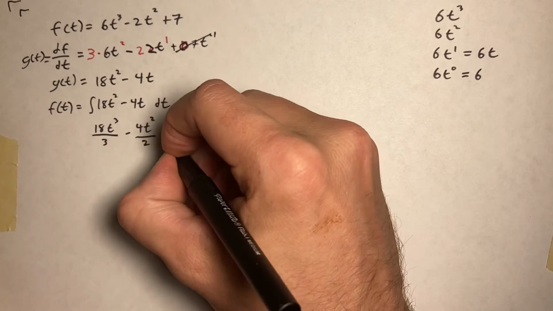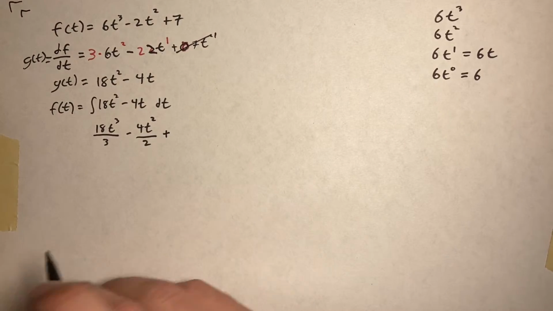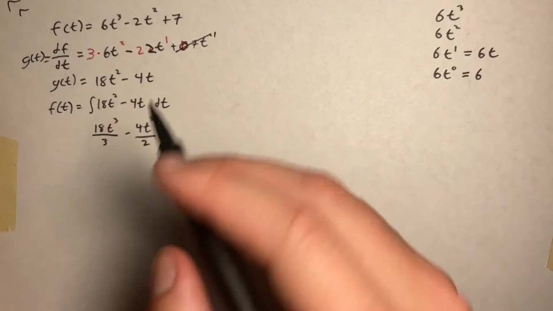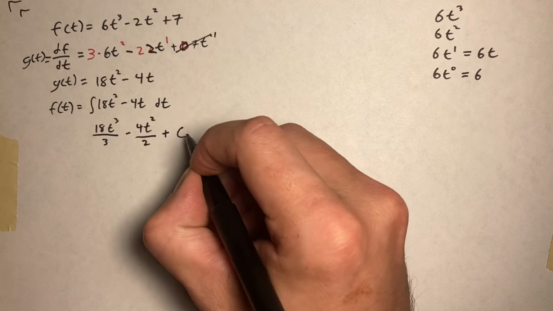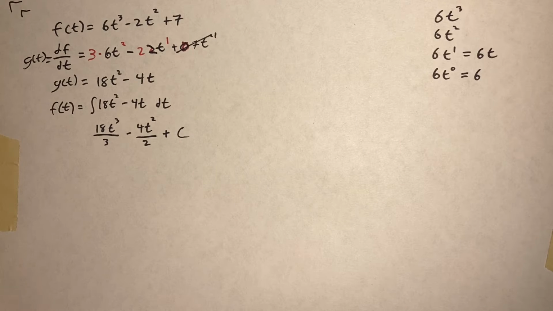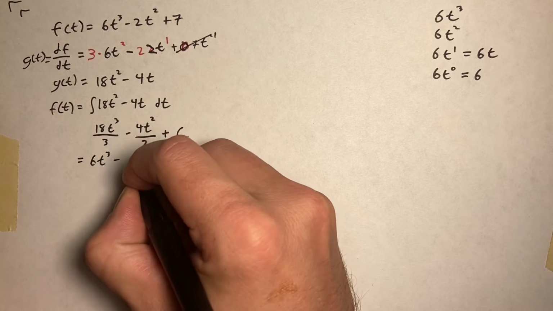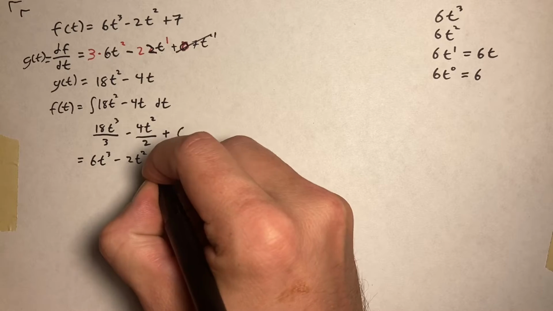Okay. And then I've got to add some constant at the end, okay? Because I don't know if there was a constant at the beginning, that would have gone away. So the way we indicate this is we're just going to say plus c. You don't have to worry too much about that. Okay. So if you don't see that in an answer, that's fine. The simplified form of this would just be 6t to the third minus 2t squared plus some constant.